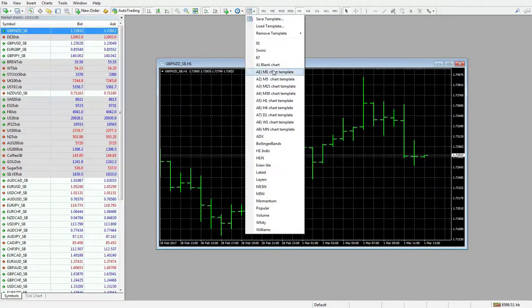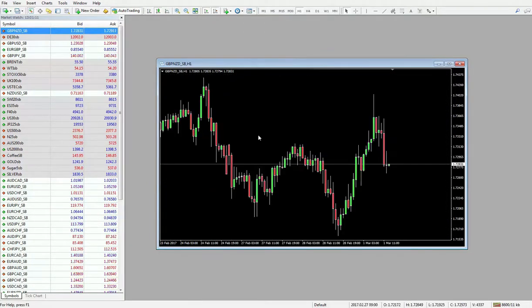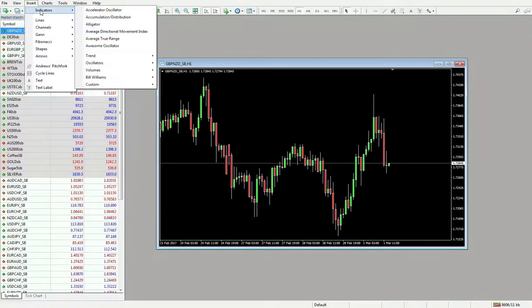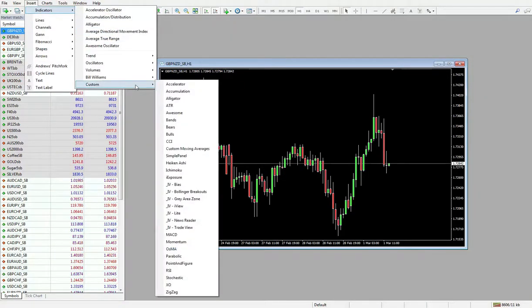So first of all, I'm going to do a blank chart. Again, this is from the templates, which I can go through a little bit later. But that just puts the color scheme onto the charts that best suit how you want to look and interpret the data. So all the indicators can be found in the Insert Indicators Custom. We'll go through them in order.